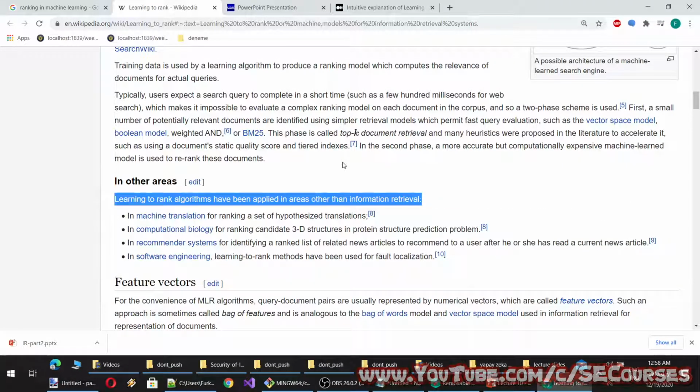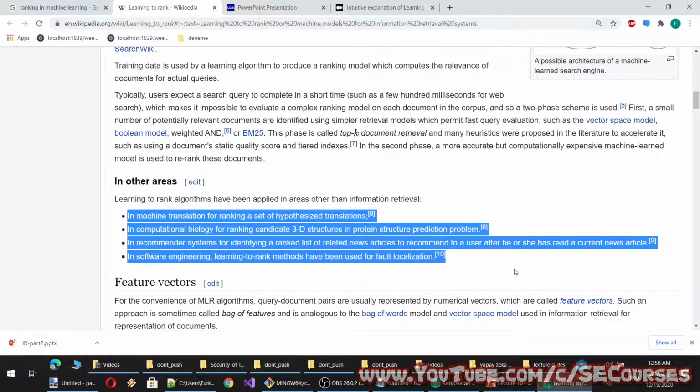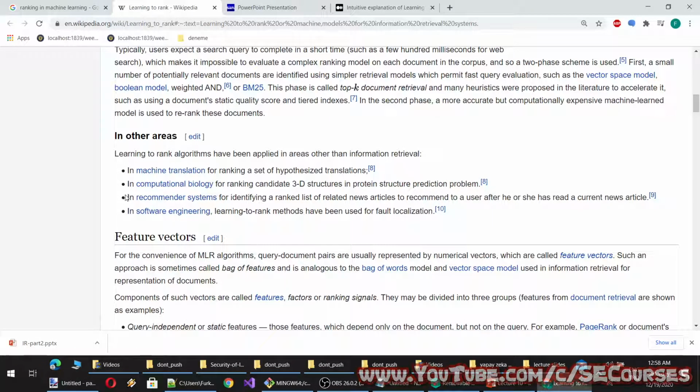Learning to rank algorithms have been applied in areas other than information retrieval. In machine translation for ranking a set of hypothesized translations, in computational biology for ranking candidate 3D structures in the protein structure prediction problem, in recommender systems for identifying a ranked list of related news articles to recommend to a user after he or she has read a current news article, in software engineering, learning to rank methods have been used for fault localization. Recommender systems are everywhere nowadays.